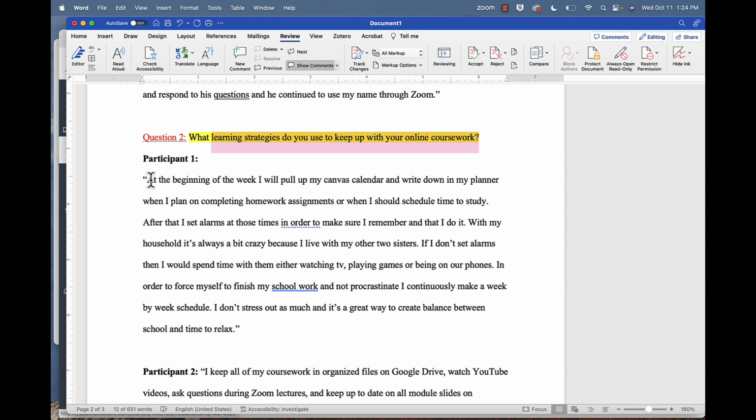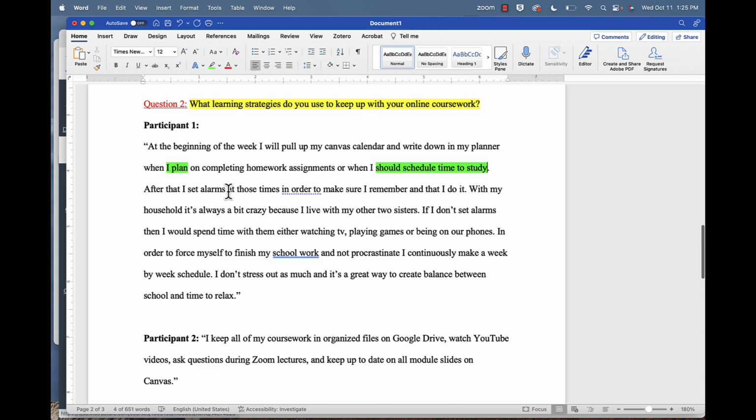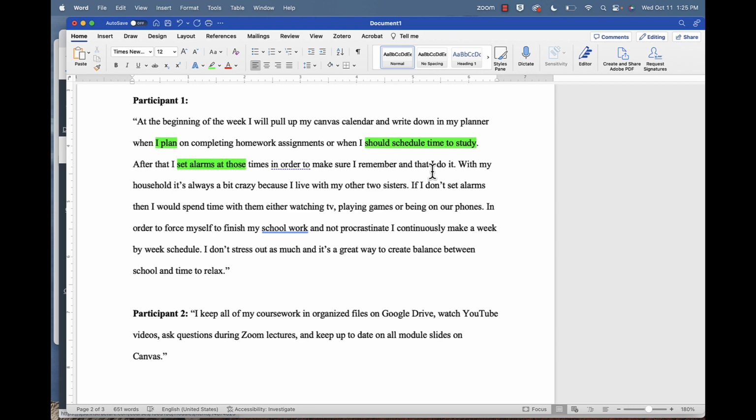For instance, let's read the answers from the first participant. At the beginning of the week, I pull up my Canvas calendar and write down in my planner when I plan on completing homework assignments or when I schedule time. So in this case, I see some key points. I'm going to go ahead and color code these, let's say in green. I plan at the beginning of the week. I write down in my planner. I schedule my time to study. After that, I set alarms, so that I make sure I remember what I do.